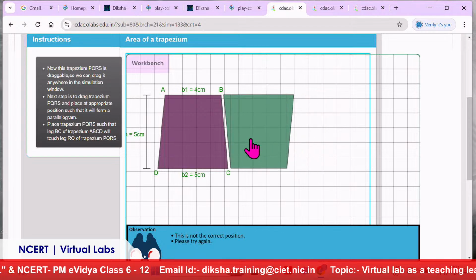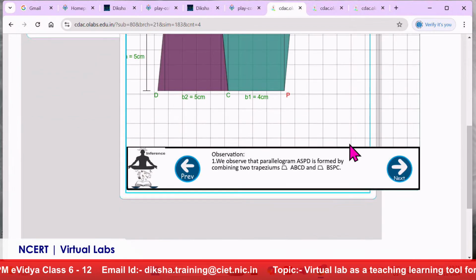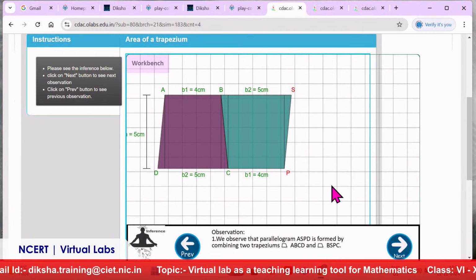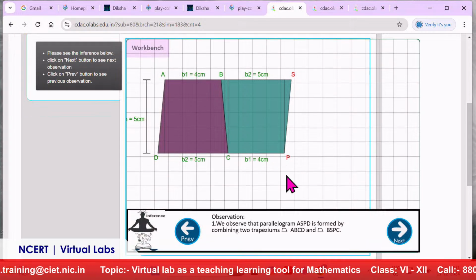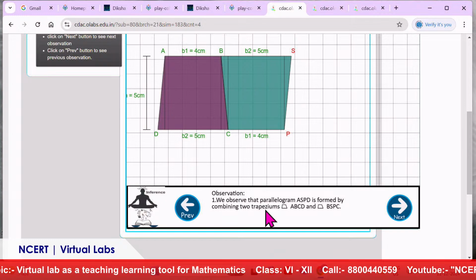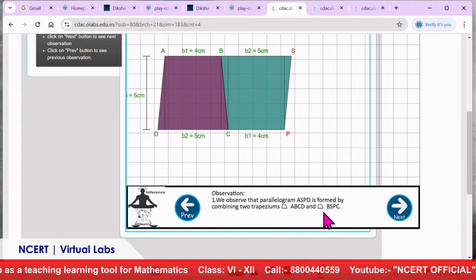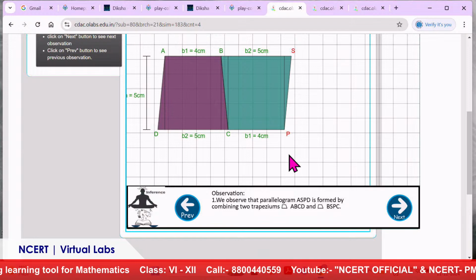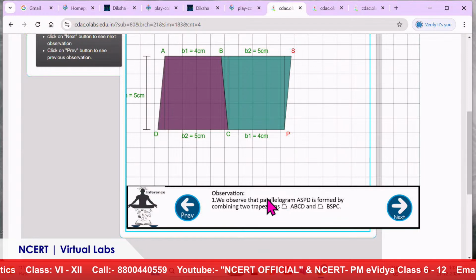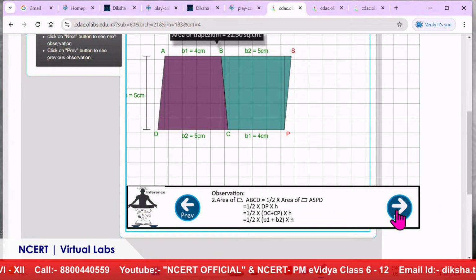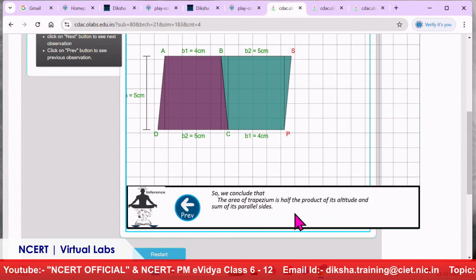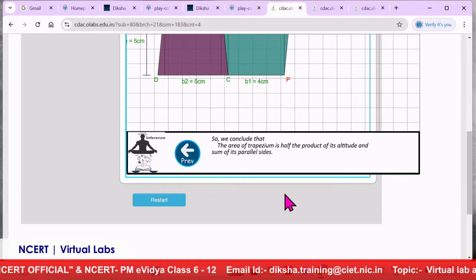I am dragging it, and now I am using the area of parallelogram properties. What is the area of the parallelogram? It is the base times the height. We also see the inferences and the observation: parallelogram ASPD is formed by combining the two trapeziums, so it means the area of the parallelogram is the combination of two trapeziums. For the next inference, when we click next, we get that the area of the trapezium should be half of the area of the parallelogram.